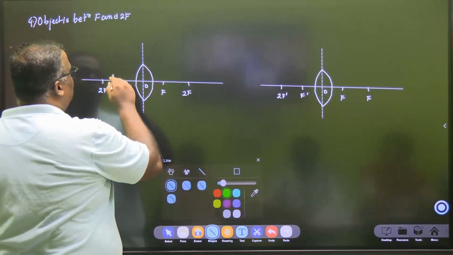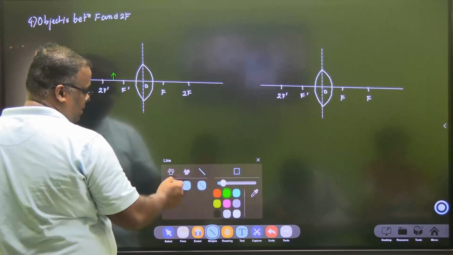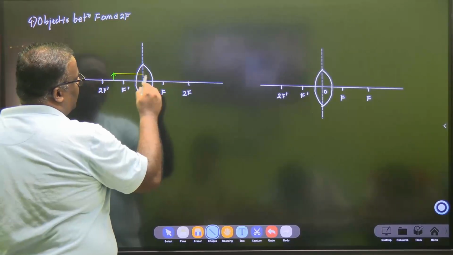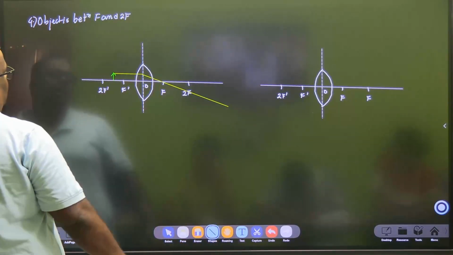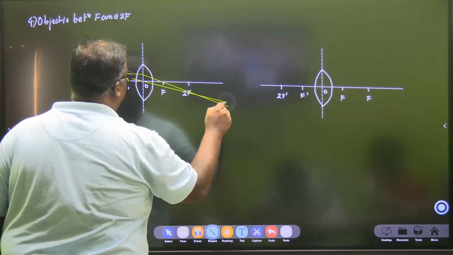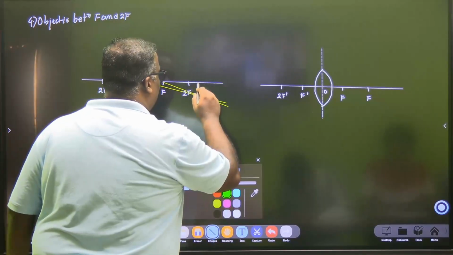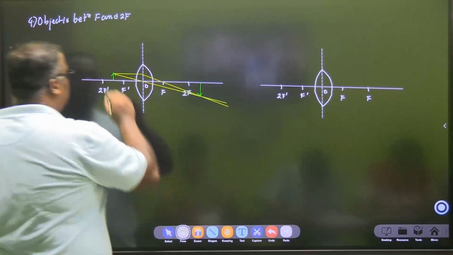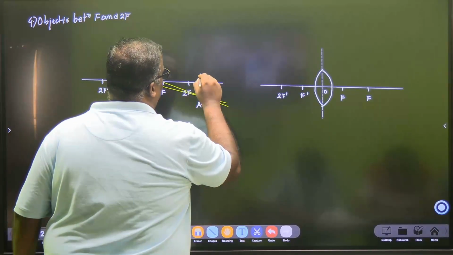Object is between F and 2F. So this is my object. Ray parallel to principal axis is going to pass through the focus. And another ray through the optical center will intersect right here beyond 2F. So my image formation will be out here. If this is A and this is B, then this is A dash, B dash.